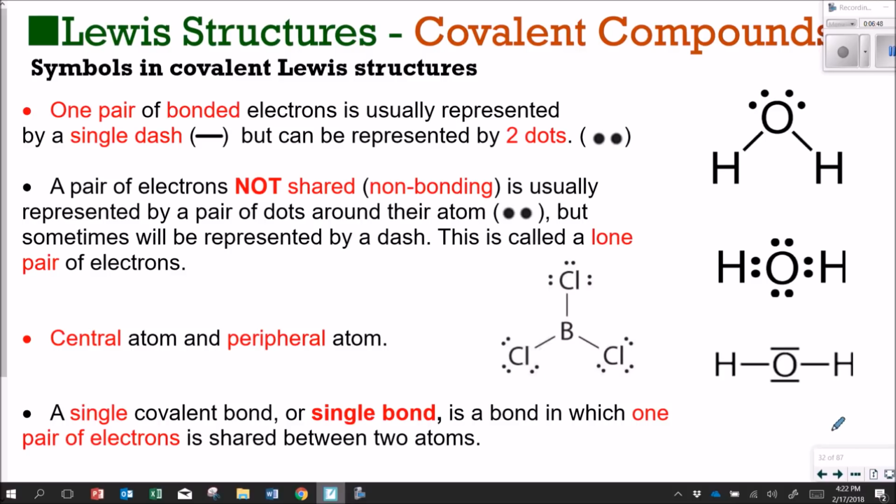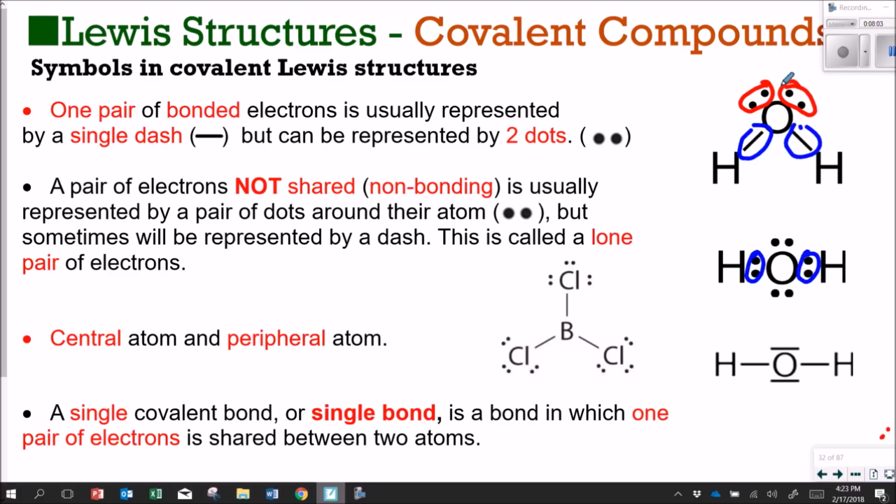Let's look at a few symbols which we need to be familiar with. One pair of bonded electrons is represented by a single dash, and we can see this over here and over here. The bonds are in between 2 atoms in a molecule. These could also be represented by 2 dots, and we can see this here. A pair of electrons that is not shared, in other words, non-bonding, is represented by a pair of dots around the atom. We can see those here and here on the water molecules. These are also lone pairs of electrons.